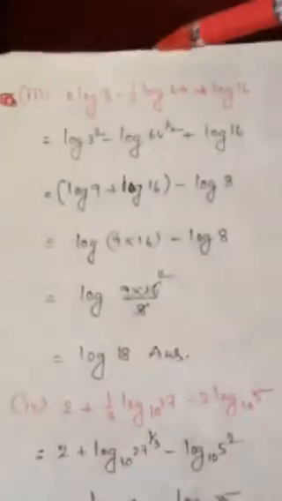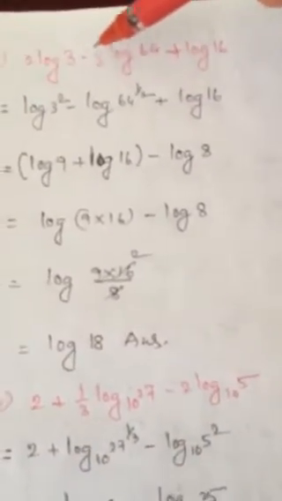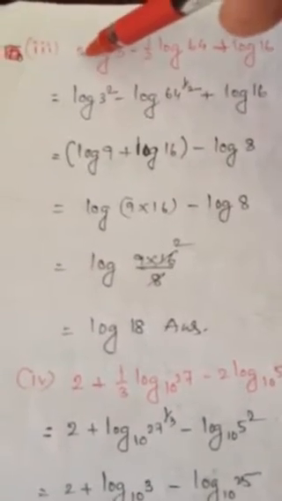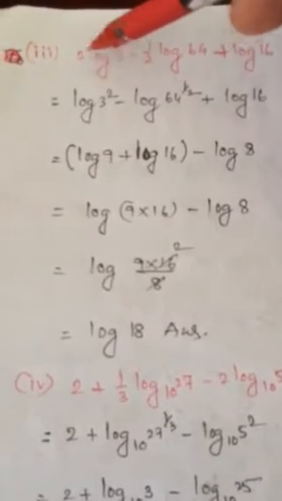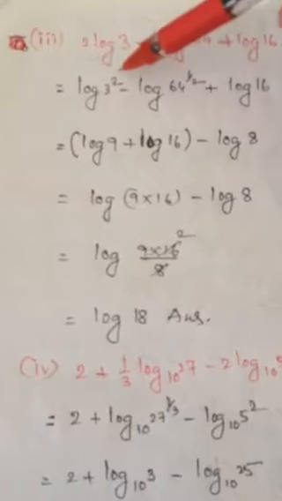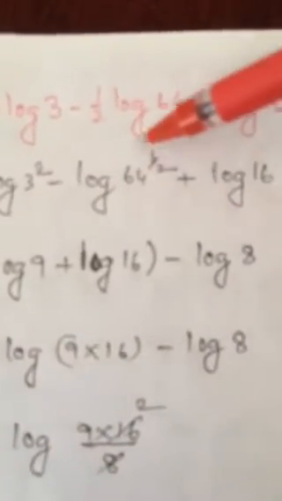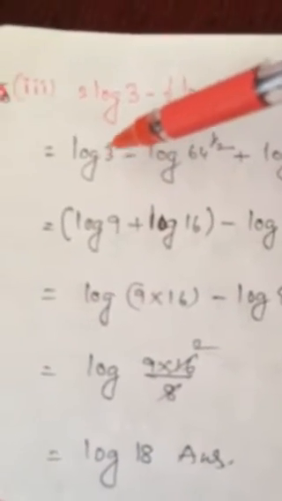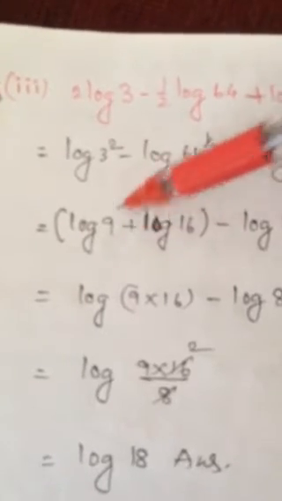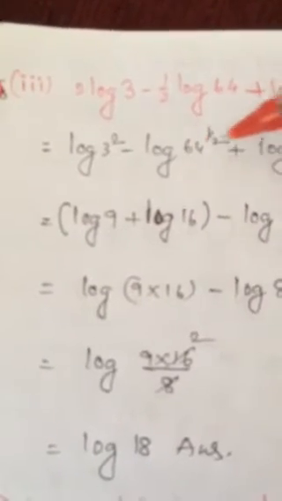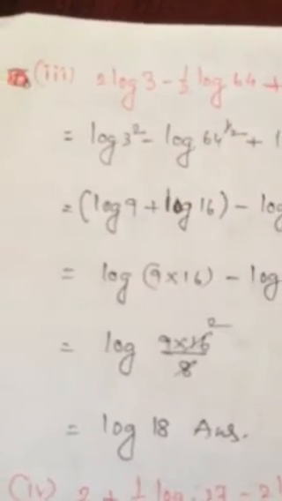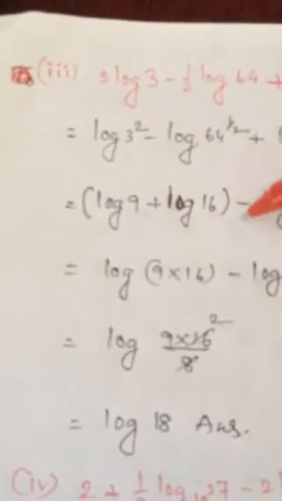Now another question I also solved here. Example number 3: 2 log 3 minus half log 64 plus log 16. I have already told you that if there is a number before the log, then we should write that number as an exponent. Like this 2 is written here as an exponent, and this half is written here as an exponent. Now, log 3 squared is log 9. I have written plus together: log 9 plus log 16. This one is with minus, so I have written it at last.